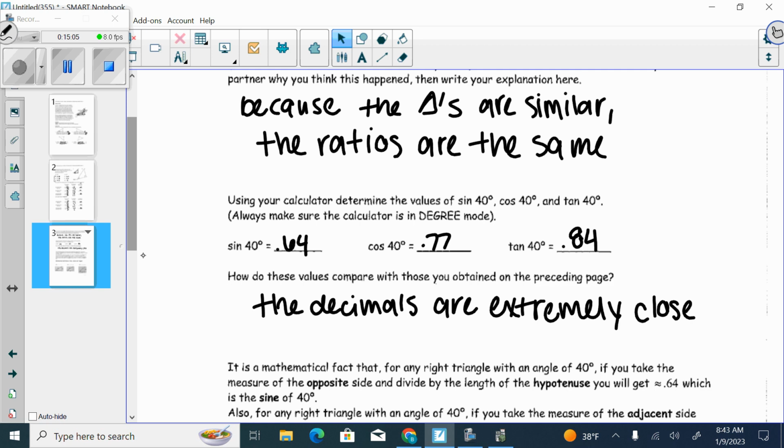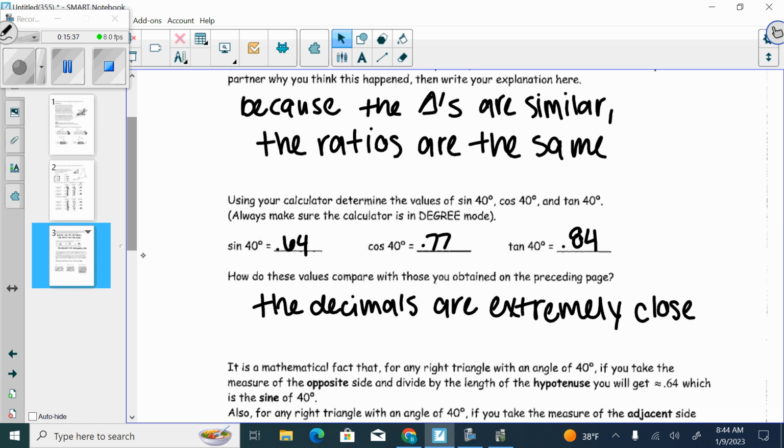It says, it is a mathematical fact that for any right triangle that has an angle of 40 degrees, like the ones we were just looking at, if you take the measure of the opposite side and divide it by the hypotenuse, you will always get 0.64. If it has a 40-degree angle, it doesn't matter what the side lengths are. When you divide opposite by hypotenuse, you're always going to get approximately 0.64. This is what you call sine of 40 degrees.